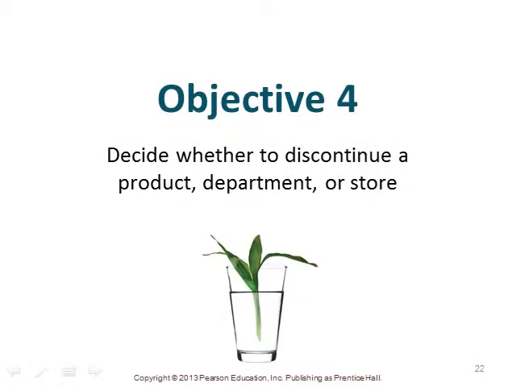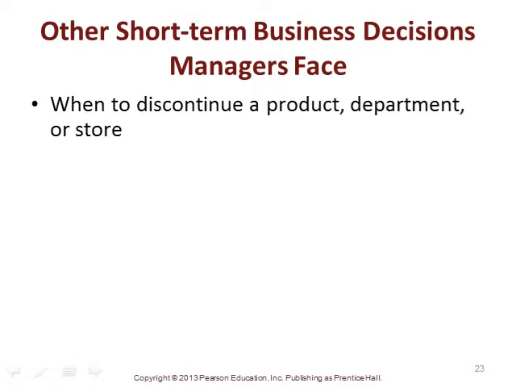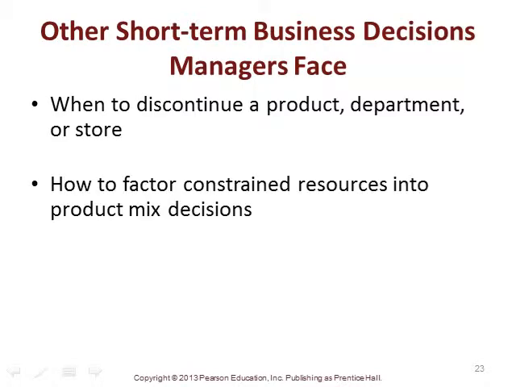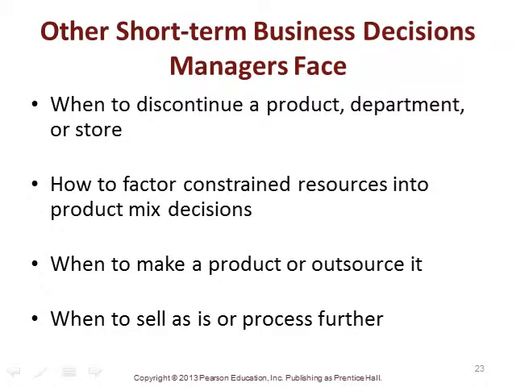And so then we go with our short-term decision again, and here we're talking about the decision whether to discontinue a product or a department or a store. And so these business decisions include when to discontinue a product, department, or store, how to factor constrained resources into product mix decisions, when to make a product or when to outsource it, and when to sell the product as is or process it further.